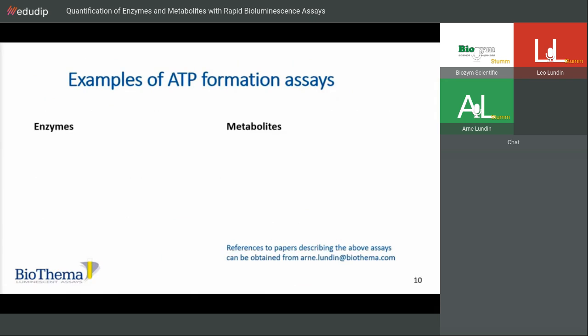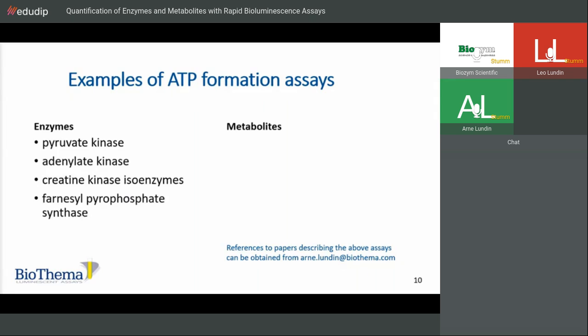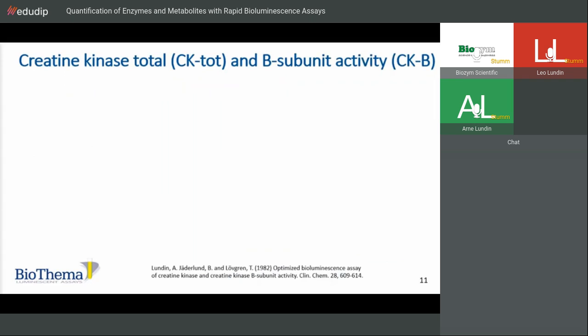Here come some examples of ATP formation assays. We have enzymes like pyruvate kinase, adenylate kinase, creatine kinase, isoenzymes, farnesyl pyrophosphate synthase, and metabolites like ATP, ADP, AMP, phosphocreatine, pyrophosphate, and the creatine kinase can be measured total or as the B subunit activity. Here we see the reaction.